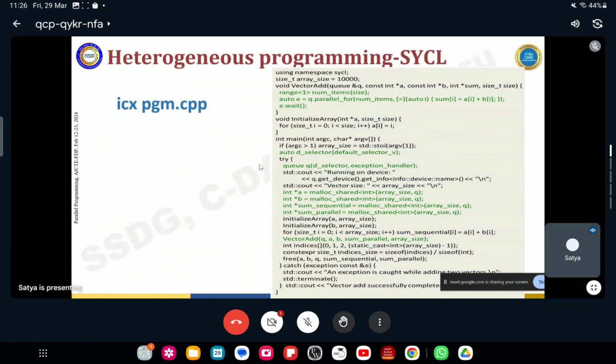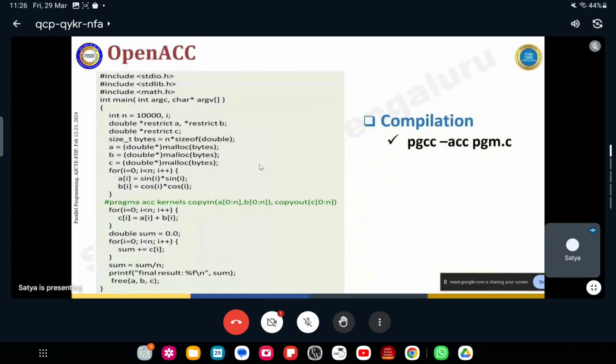Heterogeneous programming is a bit complex when you are dealing with advanced computing machines. So you can use this heterogeneous programming too. And OpenACC is meant for specific GPUs. Meaning that if you are working with NVIDIA, we have CUDA programming. If you are working with Intel, another program. These OpenACC programs are really based on the GPUs.